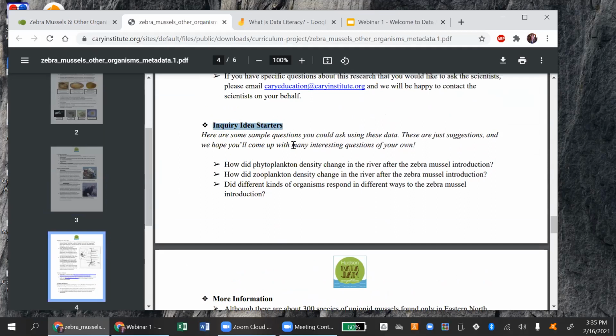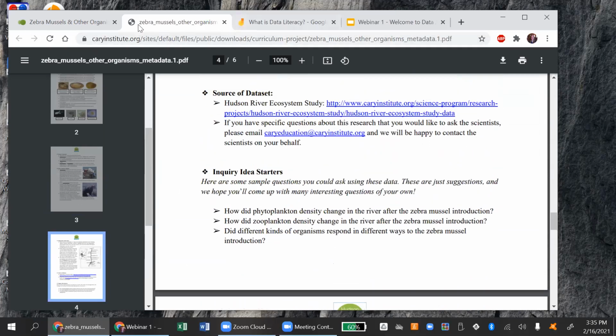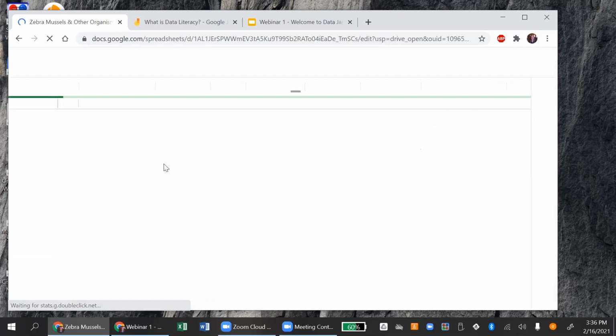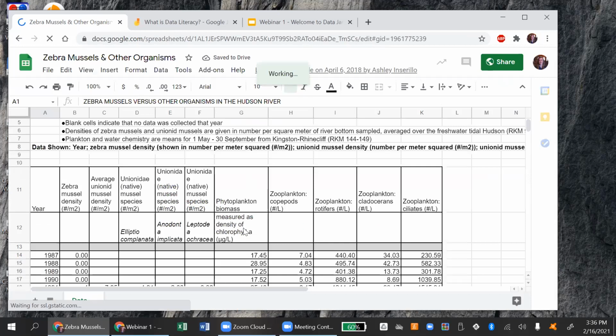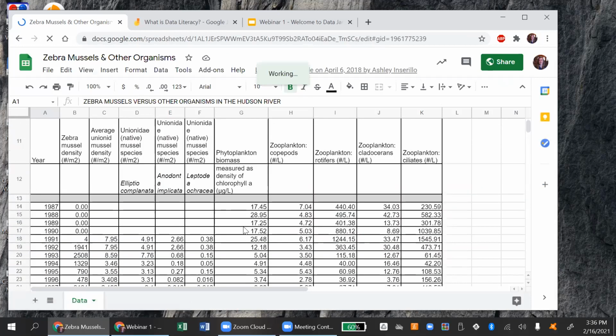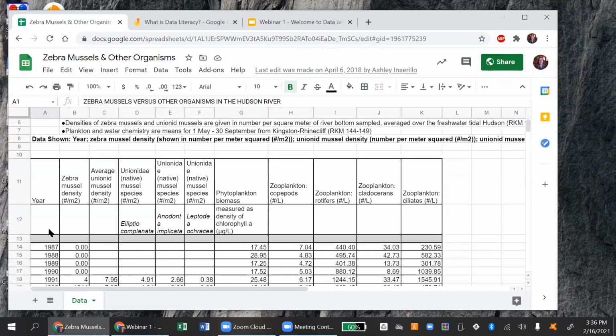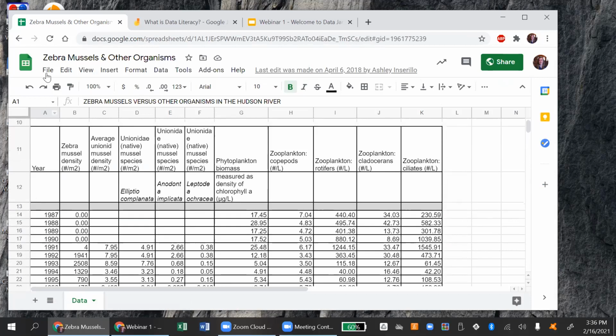They're called inquiry idea starters, and it gets them looking at what variables are changing that could influence whatever they're looking at. In this case, we're looking at the zebra mussel population in the Hudson River. And then, of course, there is the data as well. When you click on the data button, it takes you to an Excel sheet. This particular data set is actually a more advanced data set, but with each data set, you'll notice that there's years, these go back all the way to 1987 through 2014. Students and teachers, you can download the file, and then this is the data that you can work with to create graphs and perform your analyses.